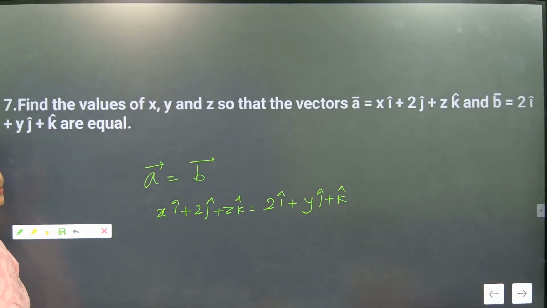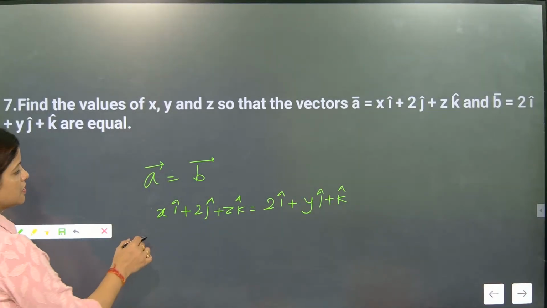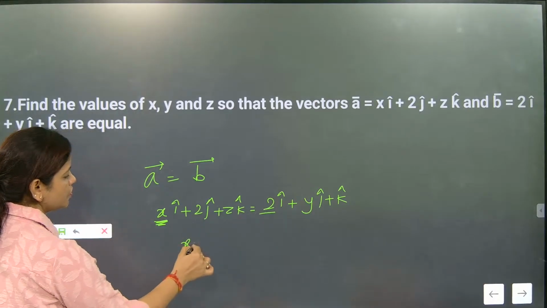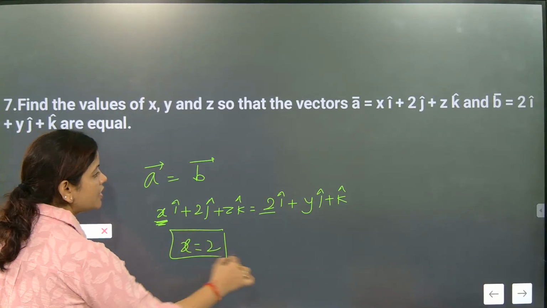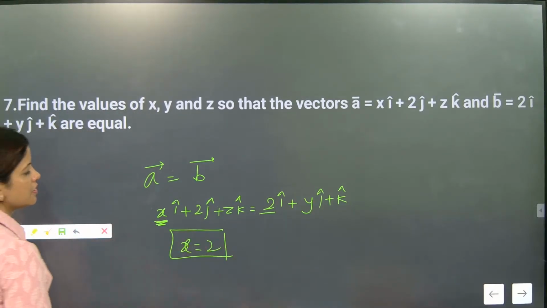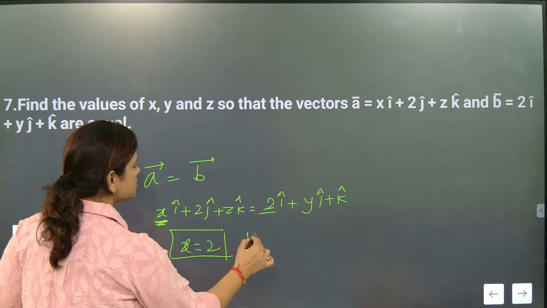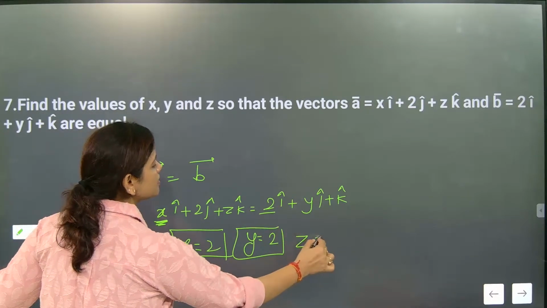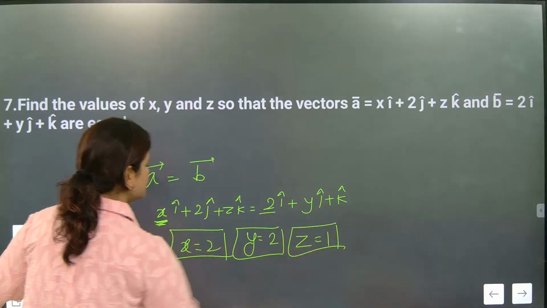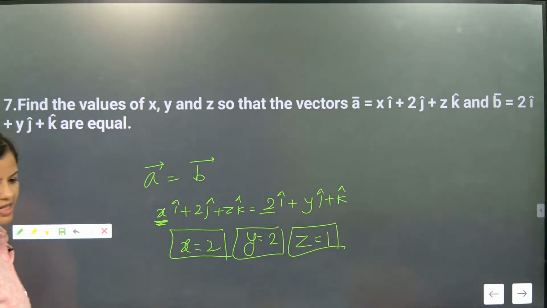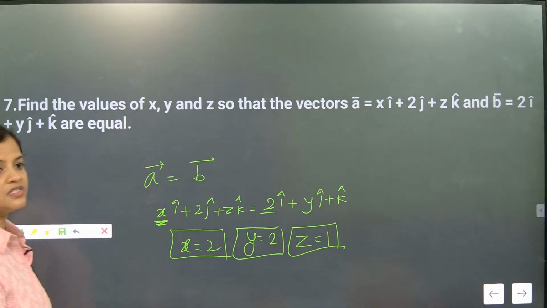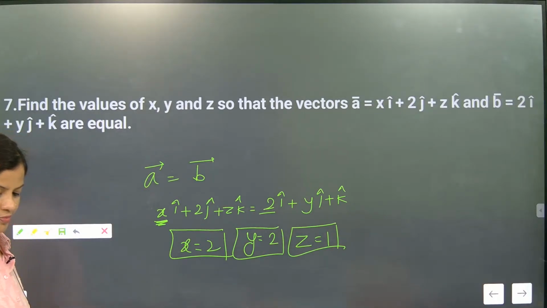What is the value of x, beta? Equate, x is equal to 2. Close it. What is the value of y? Y is coming as 2. Close it. What is the value of z? Super. Done. See, this type of questions, where are they giving them? In MCQ questions. These type of questions are given in MCQ formats.